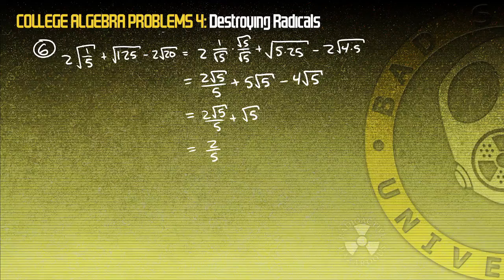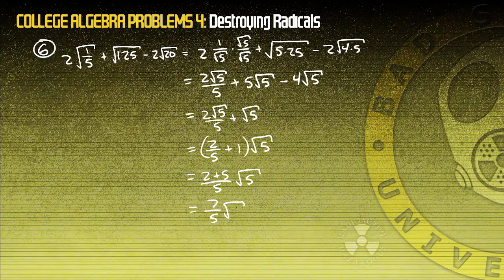Factor the root 5 out, so you have 2/5 plus 1 times root 5. So you multiply the 5 up, so you have 2 plus 5 over 5 times root 5. And you just end up with 7/5 times root 5.